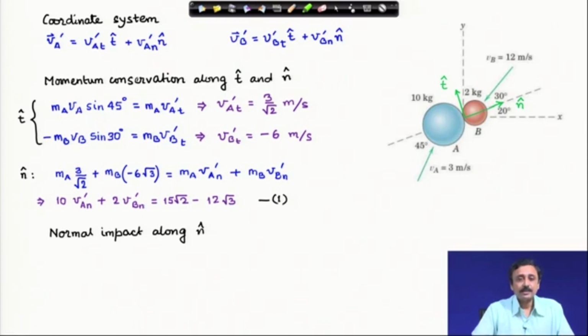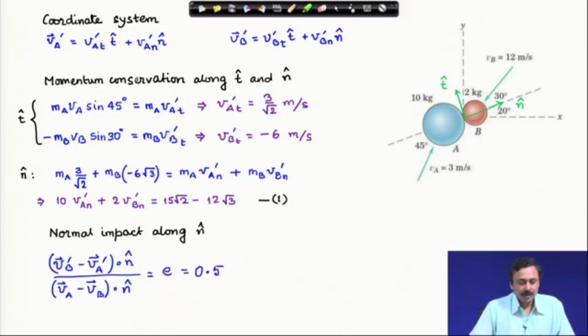Next, this impact, remember, is inelastic. So, energy is not conserved. In place of that, as the additional condition which we require for the solution, we have been given the coefficient of restitution. Now, for normal impact along n cap, let us see what the expression of the coefficient of restitution is. What does it say? Coefficient of restitution is nothing but the relative velocity of separation by the relative velocity of approach.